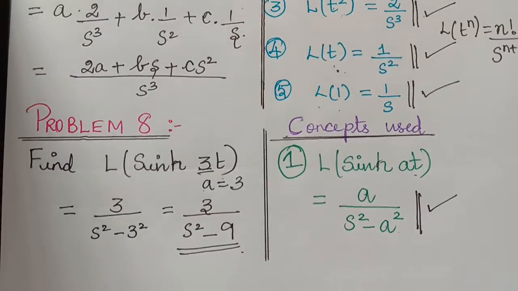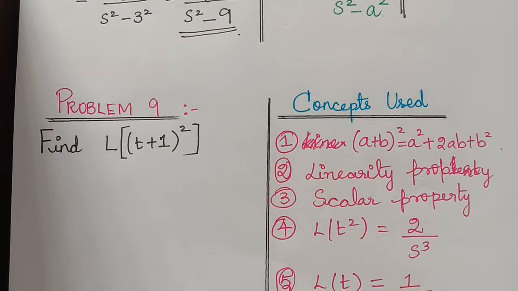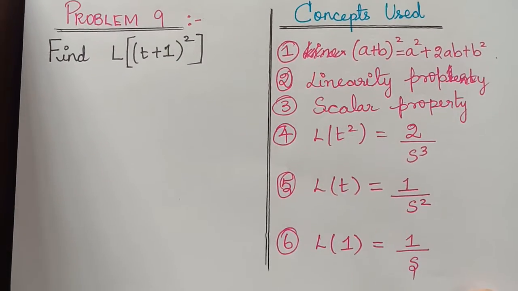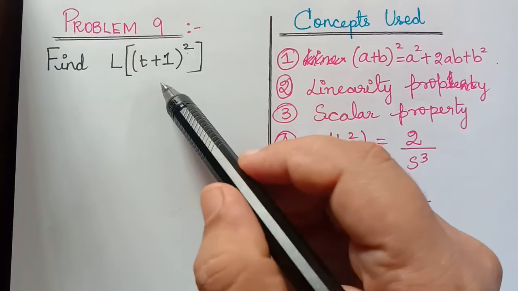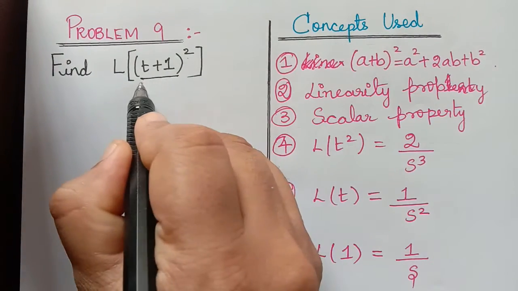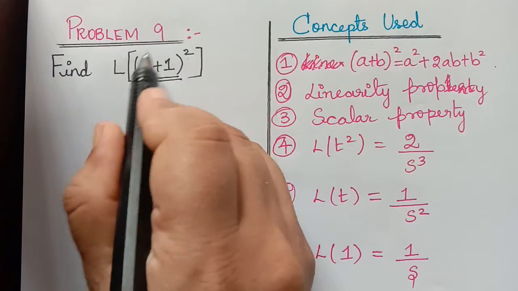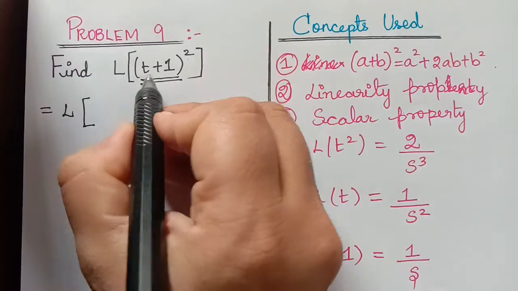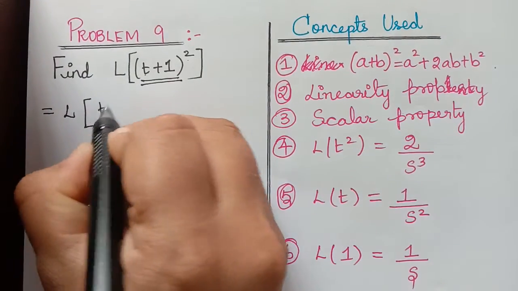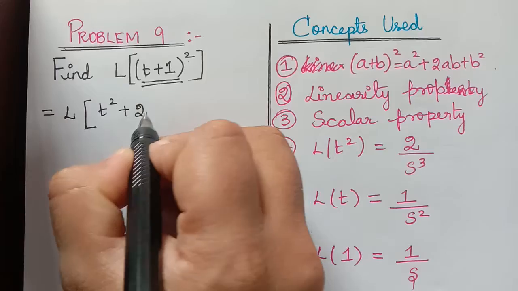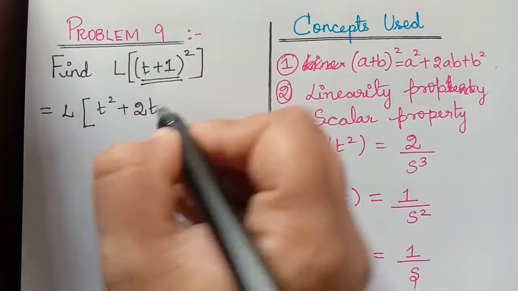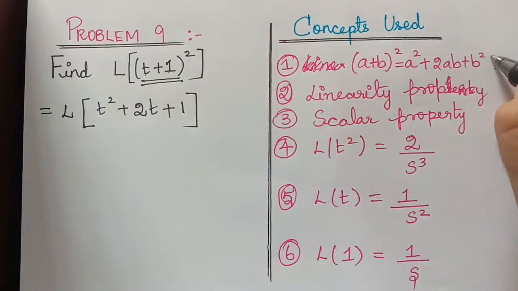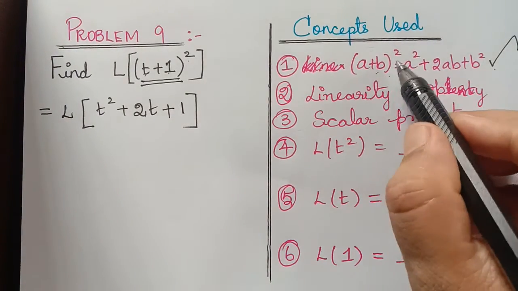Next we will move on to problem number 9. Problem number 9 is find the Laplace transform of t plus 1 the whole square. So first of all we should apply the a plus b the whole square formula and expand whatever is inside. So this will be equal to Laplace transform of, in the place of a we are having t, so it will be t square plus 2ab, so it's 2t multiplied with 1, plus b square is 1 square, which is 1. So this we have done by using the formula a plus b the whole square.